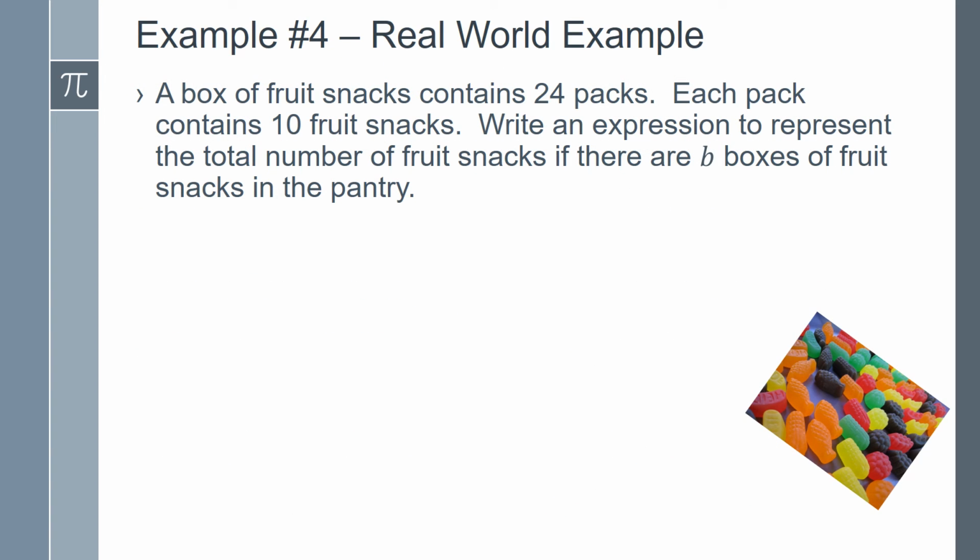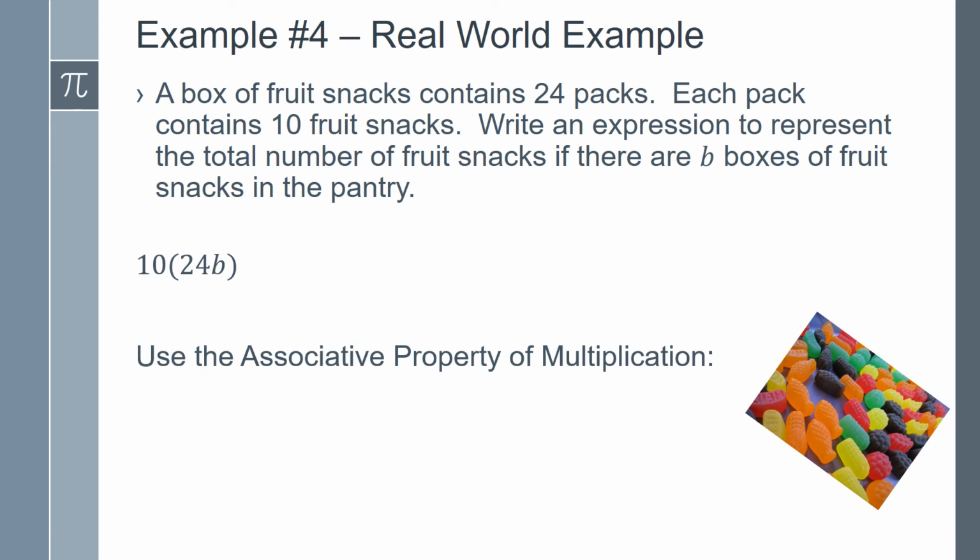As usual, we will finish up with a real-world example. A box of fruit snacks contains 24 packs. Each pack contains 10 fruit snacks. Write an expression to represent the total number of fruit snacks if there are B boxes of fruit snacks in the pantry. We'll start with the expression 10 times, in parentheses, 24b. B stands for boxes. The 24 are the number of packs per box, and the 10 is the number of fruit snacks in each pack.